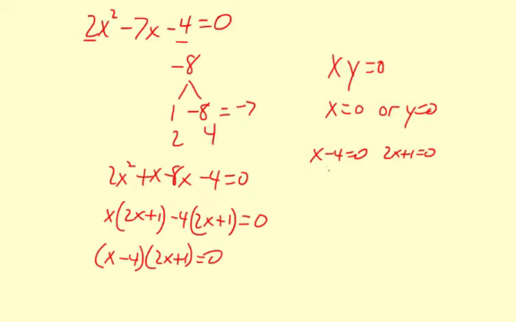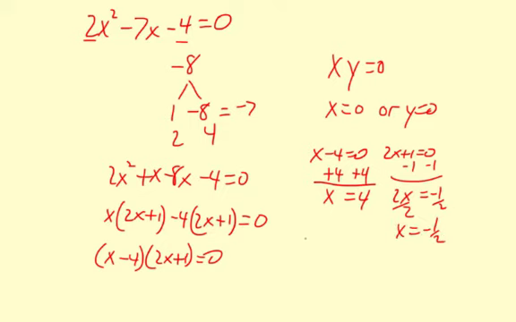To solve the first one, add 4 to both sides, and you get x equals 4. 2x plus 1 equals 0, subtract 1 from both sides. 2x equals negative 1, divide by 2. x equals negative 1/2. So x equals negative 1/2 and positive 4 are the solutions for this equation. So that's solving by factoring, and that's the big picture.